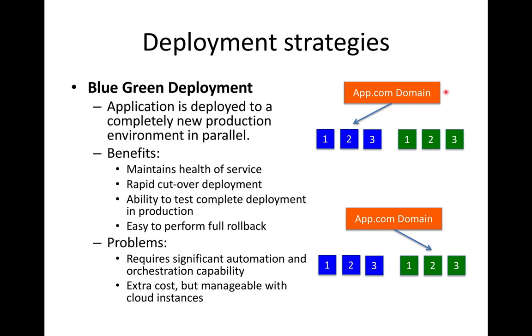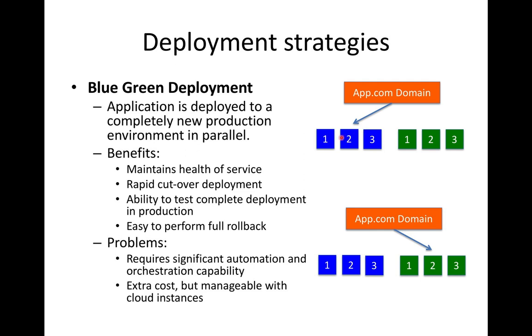Now, customers are only accessing either the blue servers or the green servers at any given time. And we have the ability, using our Elastic Load Balancer or something like Route 53 service, to switch customers from one set of servers to the other set of servers.